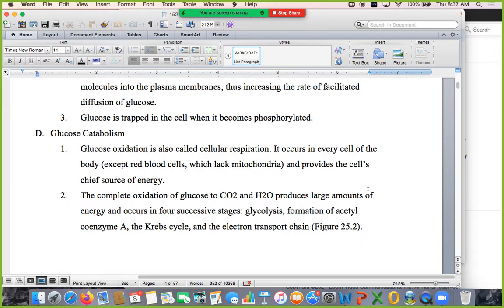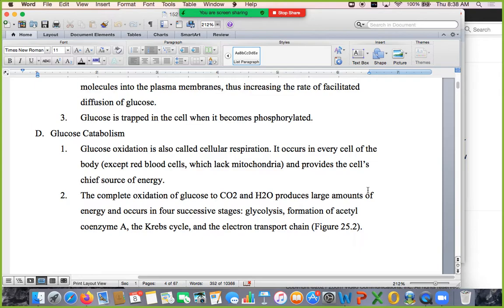That's going to be called cellular respiration. It happens in all of the body, with the exception of red blood cells. Red blood cells don't have mitochondria, so they're not able to undergo this process because, remember, mitochondria are going to take it from pyruvate on. It's going to enter into the mitochondria. And this is going to create a large amount of energy for the cell.